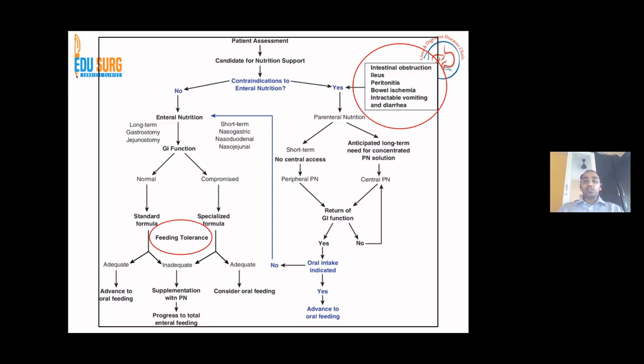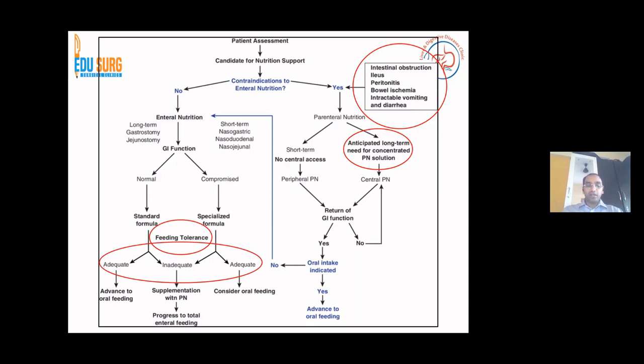Second thing is the tolerance to feeding. If the patient is not able to tolerate the oral feeds, that is another scenario where you may have to either supplement or shift completely to parenteral nutrition. Now, you anticipate the duration of parenteral nutrition. If it is long term, then a centrally placed catheter is definitely preferred. If it is short term, then you can go ahead with peripheral parenteral nutrition.